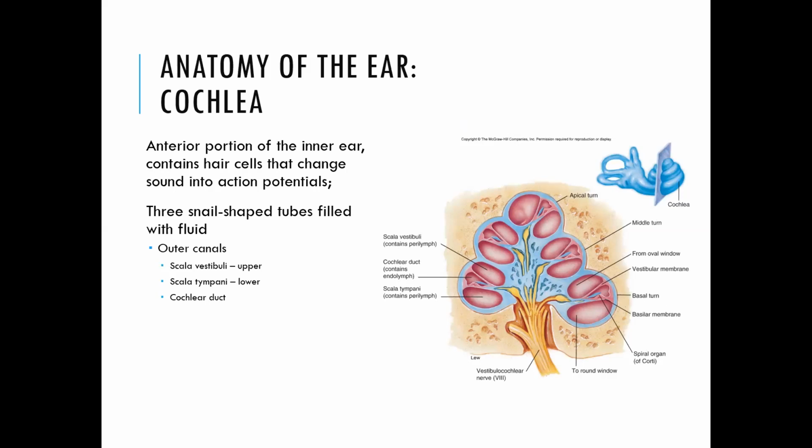You have three snail-shaped tubes that are filled with fluids, right? They are your scala vestibuli, your scala tympani, and your cochlear duct. So if you look at your cochlea, your little blue diagram, again, you're seeing three different regions. Those are the regions that would line up with your scala vestibuli, your scala tympani, and your cochlear duct. And those contain different fluids that are going to help in the transport of your sound waves and the conversion into an action potential.